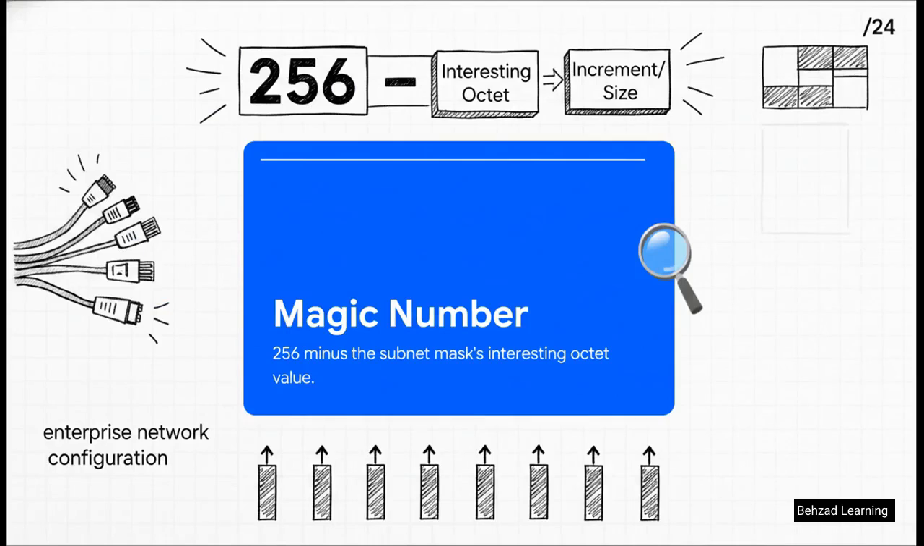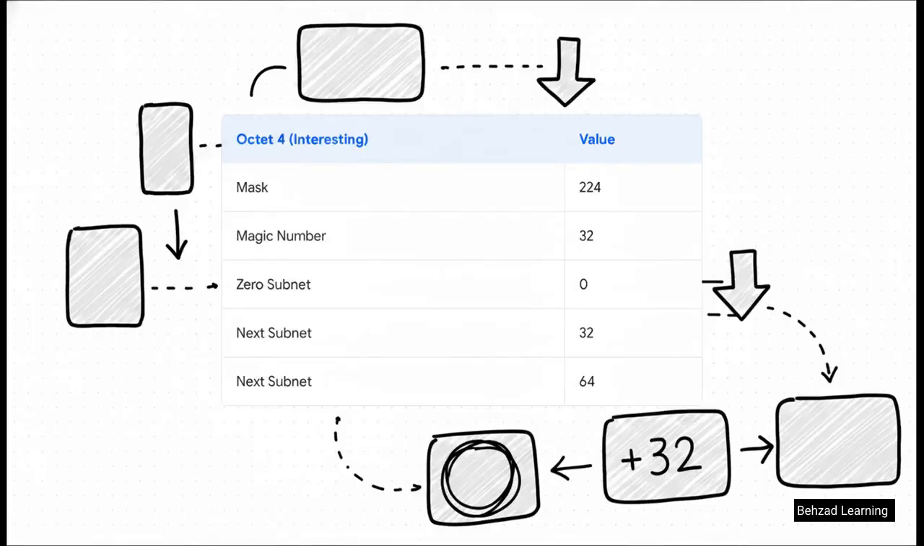So the crucial point is understanding what this magic number actually does for us. By definition, the magic number is simply the value you get by taking the number 256 and subtracting your subnet mask's interesting octet. And that's just the octet in the mask that is neither a 255 nor a 0. That single, simple piece of subtraction gives you the exact increment, the precise block size that separates every single subnet in your entire design. It is the ultimate shortcut. Let's actually put this into practice, okay?